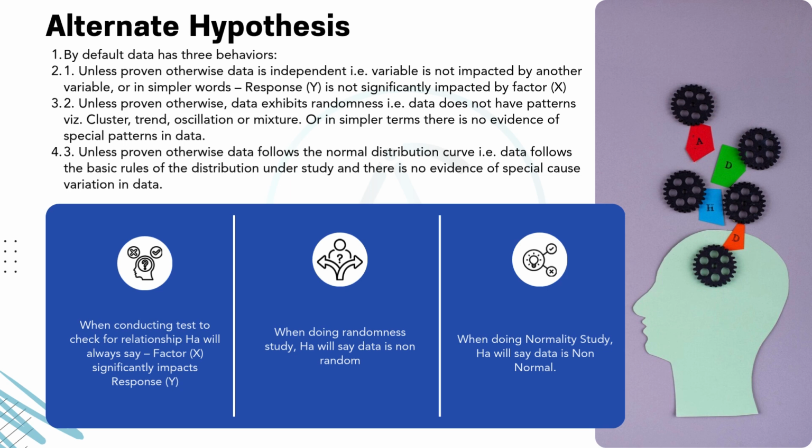At the bottom of the slide, you'll see these summarized in 3 visual blocks. When checking relationships, HA says X impacts Y. In randomness studies, HA says the data is not random. In normality checks, HA says the data is not normal. So, whenever we conduct a hypothesis test, we're essentially collecting evidence to support the alternate hypothesis. If the evidence is strong enough, we reject the null and accept HA. This is how we move from assumptions to validated insights using data in Six Sigma.